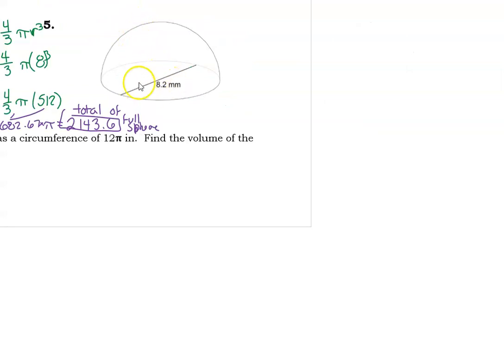For number 5, again, I need to identify my radius, or my r. That's going to be half of this diameter, so half of that. 8.2 divided by 2 is 4.1, so my radius is 4.1. Let's plug this into my volume formula. So 4/3 pi r is 4.1, and then I'm cubing that. 4.1 cubed, putting in my calculator, is 68.92. Multiply those.